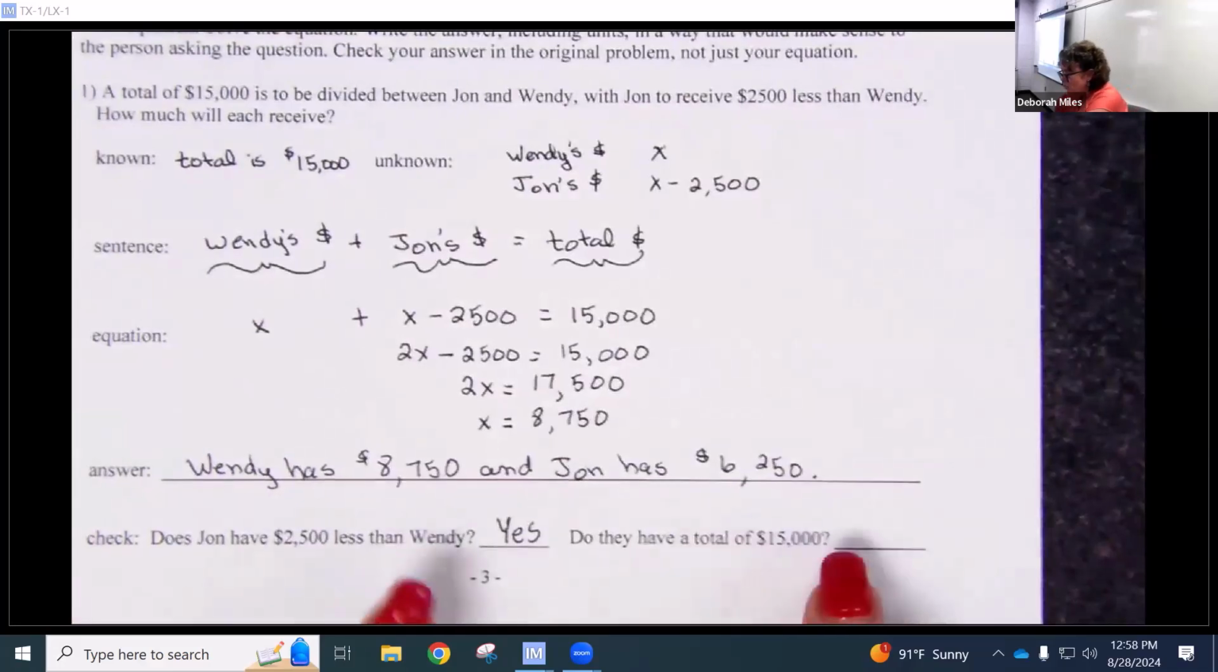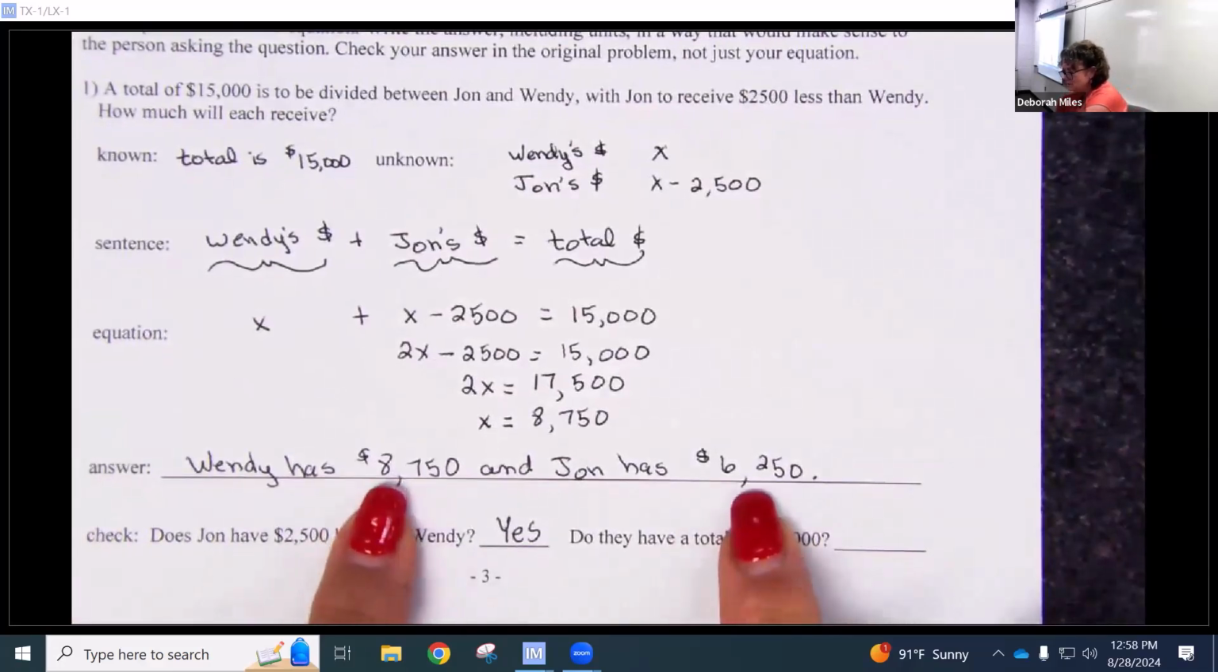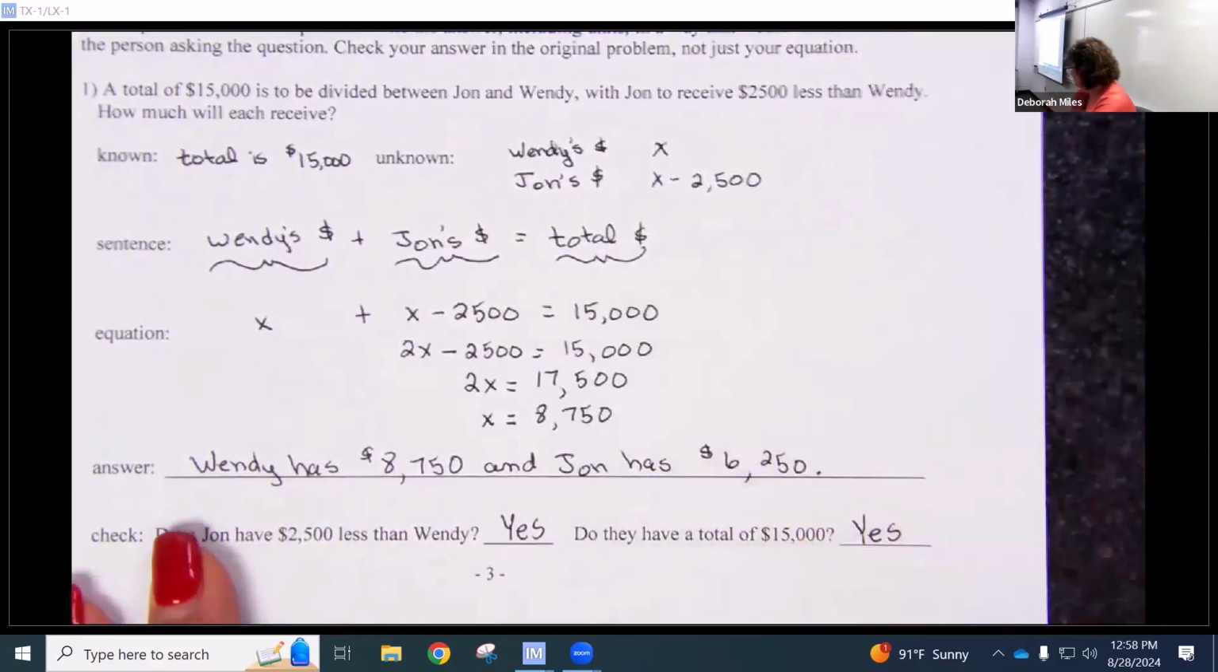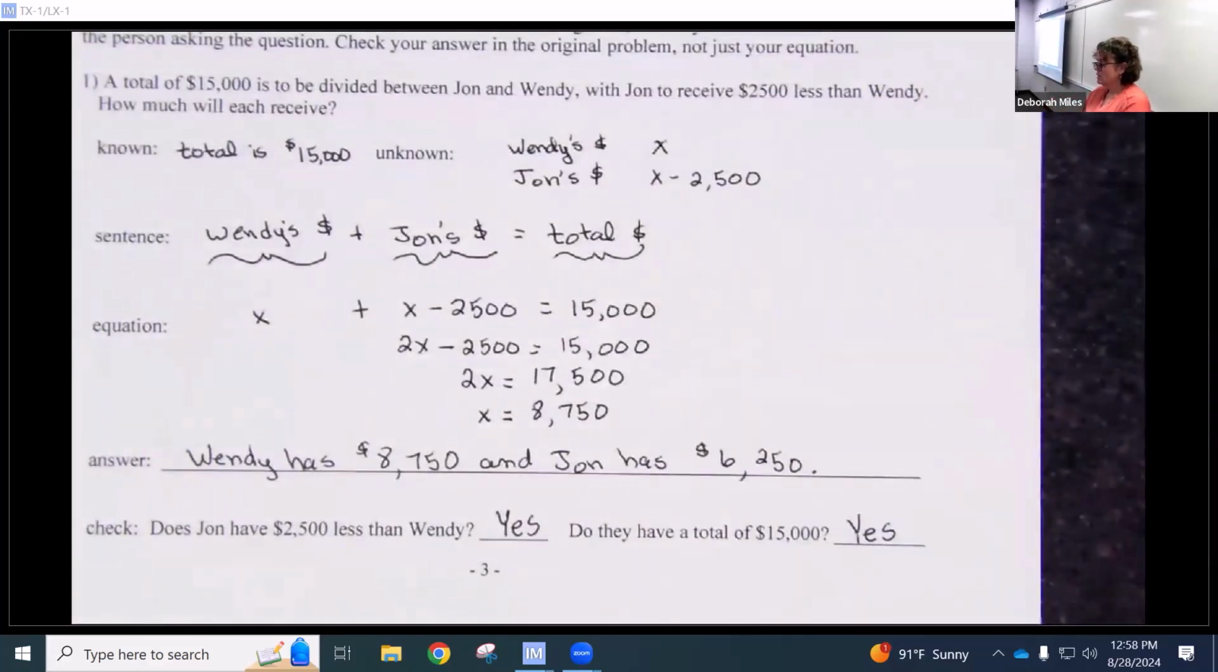Do they really have a total of 15,000? And add and see that yes, they do. So I'm pretty confident about that solution. All right. Number 2.